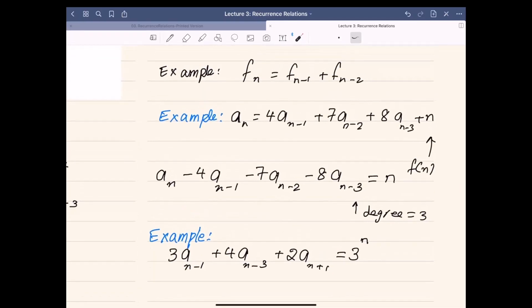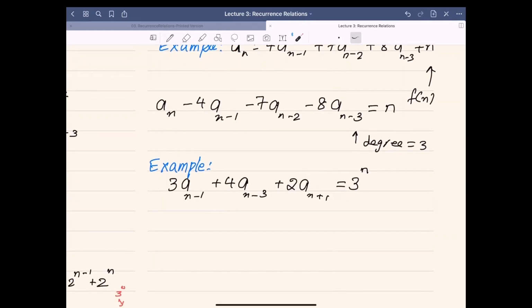How can we write it in a standard form? We are familiar with writing recurrence relations in this way. So how can we write it in this way? To find the degree without arranging the recurrence relation, I will write it in different colors. The degree you can find as follows: you take the largest subscript minus the smallest subscript.